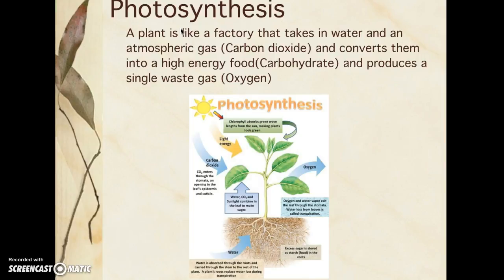The waste gas that is produced, we don't usually think of oxygen as being a waste, but to the plant it's waste. It doesn't need it. It's a byproduct of photosynthesis. So the oxygen actually leaves through the leaves. Water can also escape from the leaves through a process called transpiration.